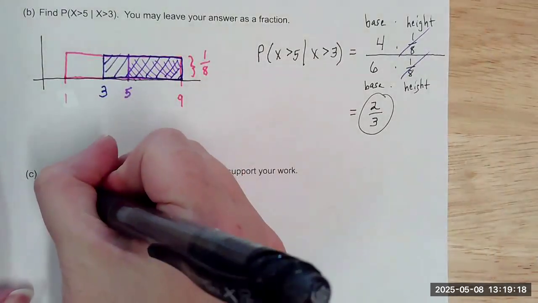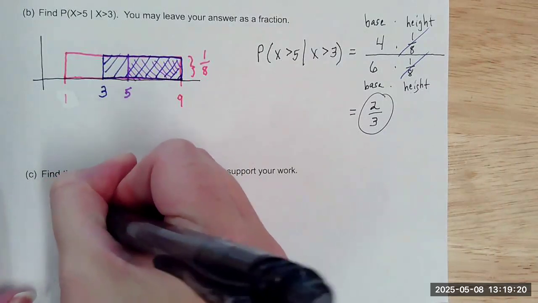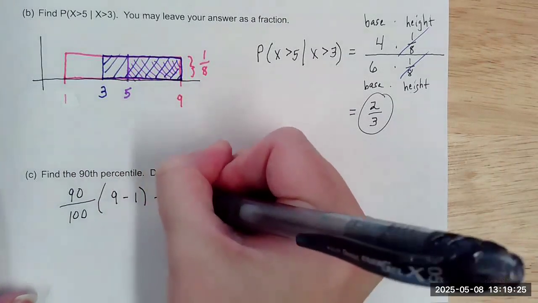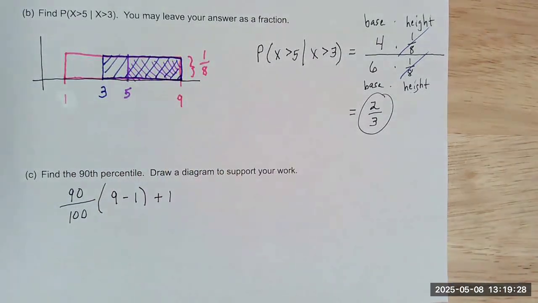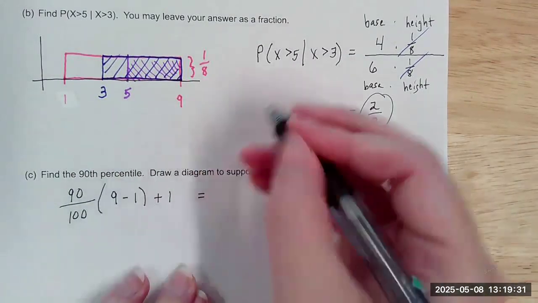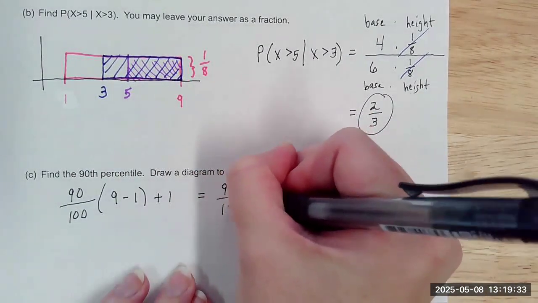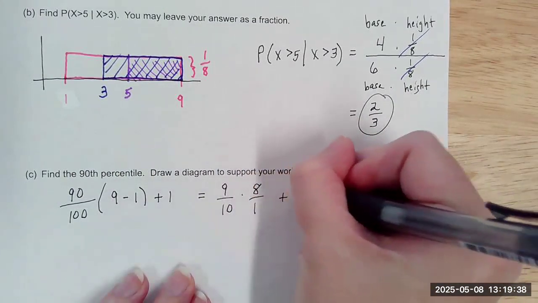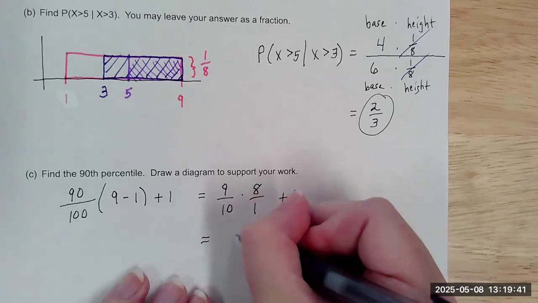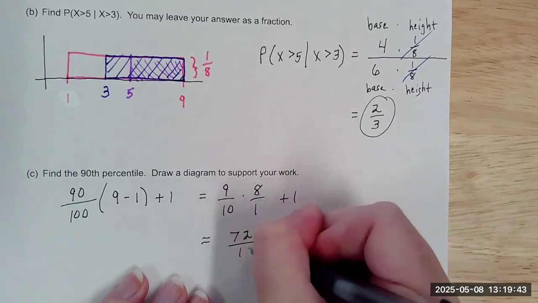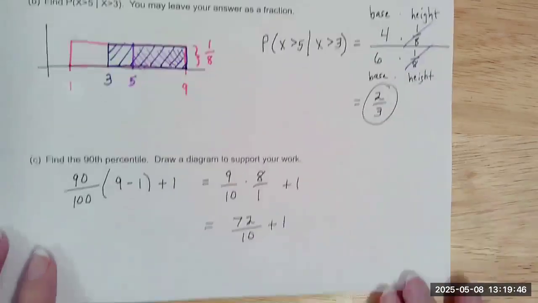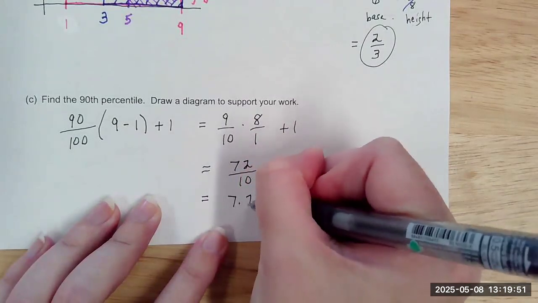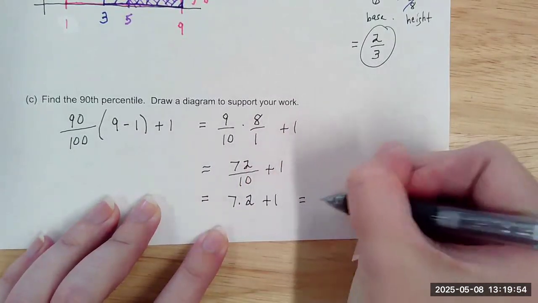So our 90th percentile is 90/100. The B was 9, the A was 1, and we're supposed to add it to the A. So 90/100 is the same thing as 9/10 times 9 minus 1 is 8, plus 1. This is 72/10 plus 1. 72 divided by 10 is 7.2, plus 1 is 8.2.